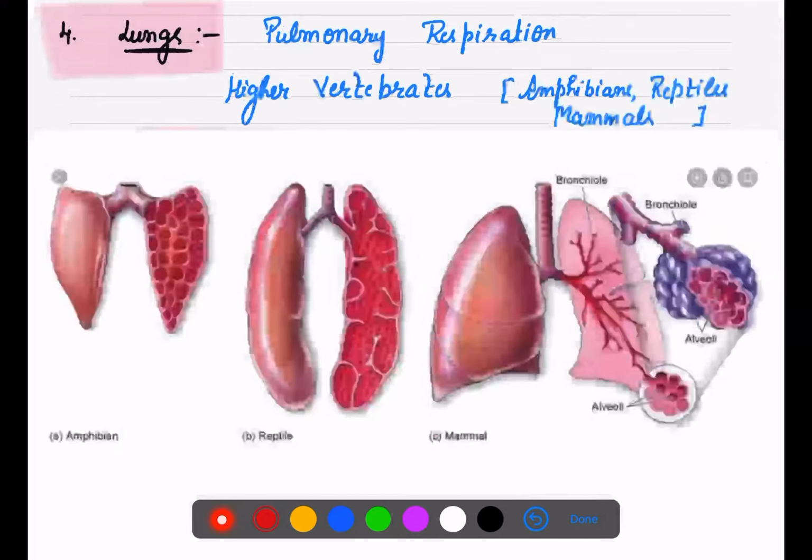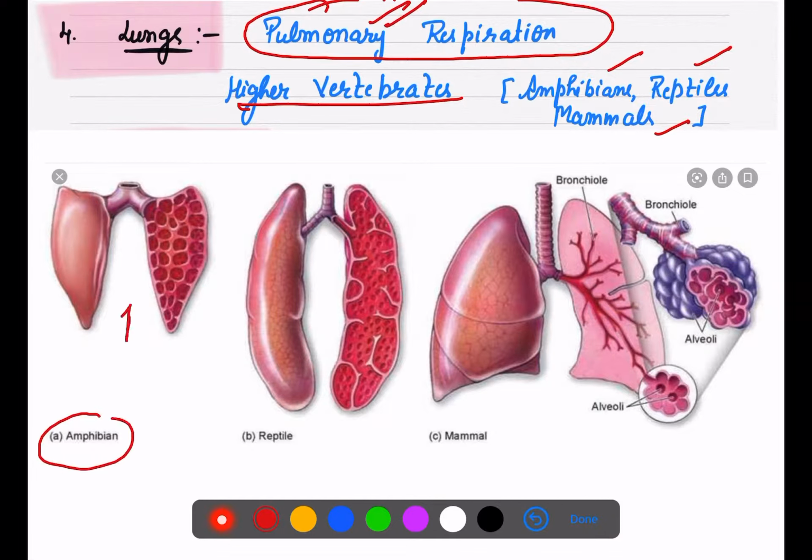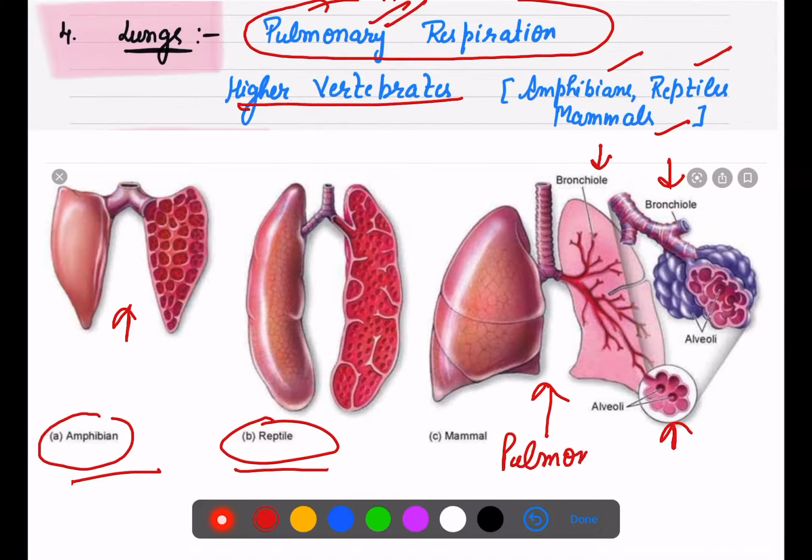Next are the lungs. Lungs are a feature of the higher vertebrates: amphibians, reptiles, and mammals. The type of respiration in which the lungs play the major role is known as pulmonary respiration. As you can see, the alveoli are the structural and functional unit of the lungs in our case. In these organisms, pulmonary circulation is observed.